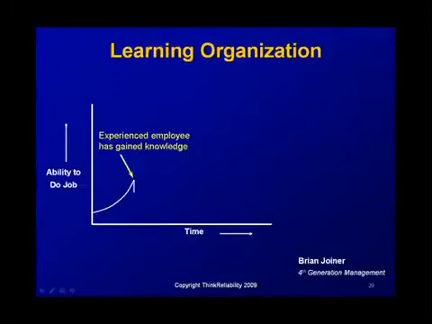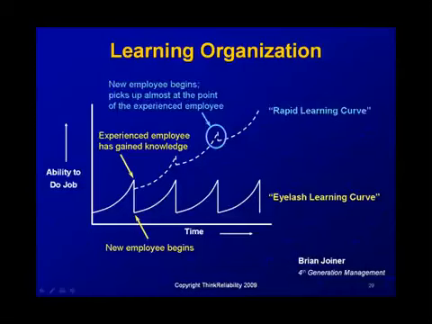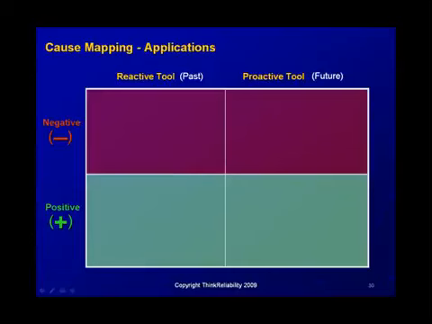The idea is, how do we create a learning organization? If somebody's ability improves over time, the experienced individual then leaves and the new employee starts, and we have to relearn this. This is in Brian Joiner's book, Fourth Generation Management, this learning curve. How do you build on that to where you maybe don't start off right from where the experienced person left, but you at least build on what they know? And that's that concept of a learning organization, what best practices and cumulative knowledge and organizational knowledge are about.